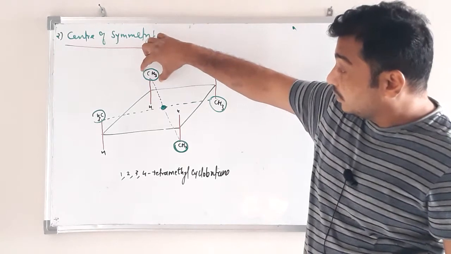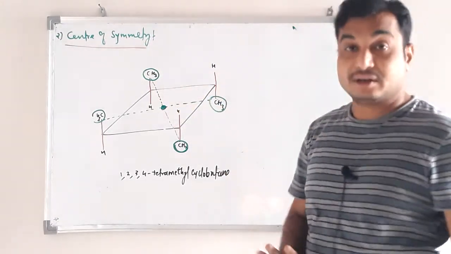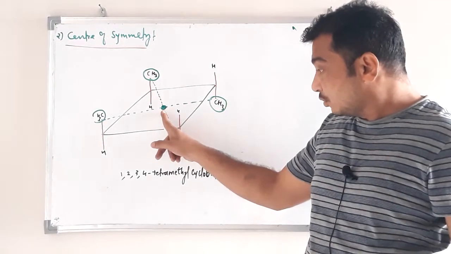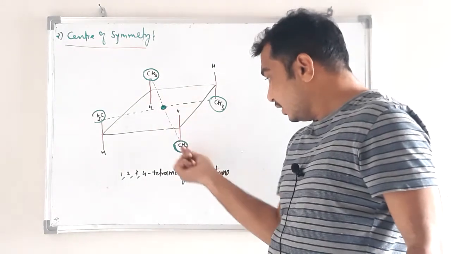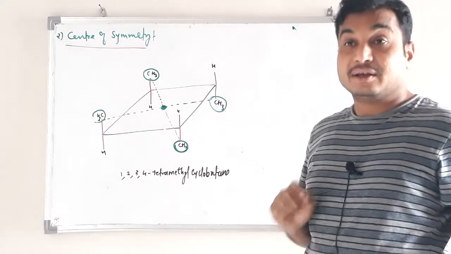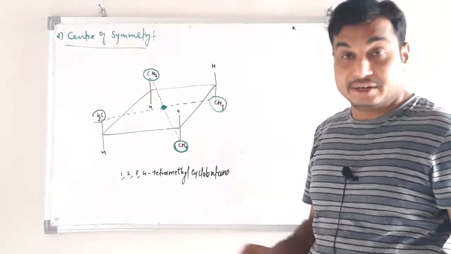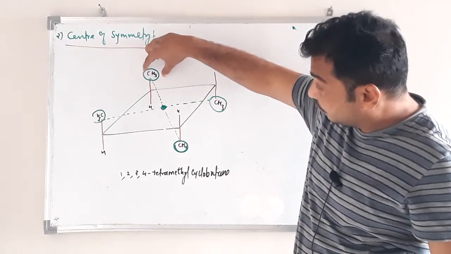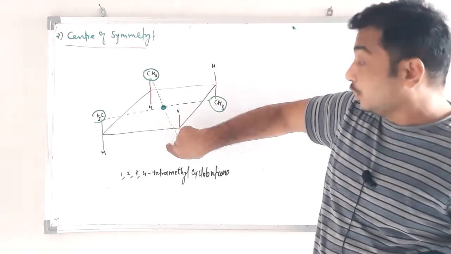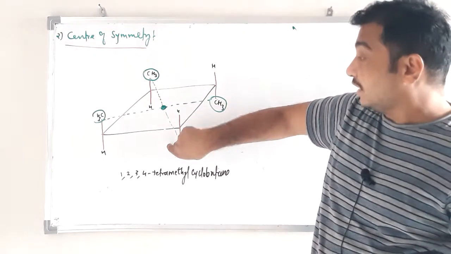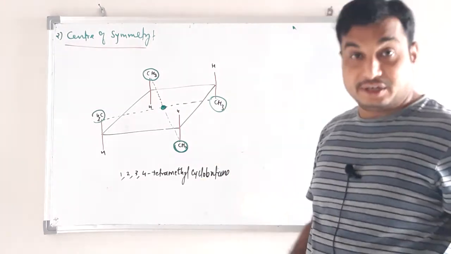We have to draw a line from any atom in the molecule toward the center, and then extend that line again in the opposite direction, then that line will meet the identical substituent from which we started. We started drawing the line from the methyl group toward the center, extended again, and it meets the methyl group. So the molecule is said to have a center of symmetry.